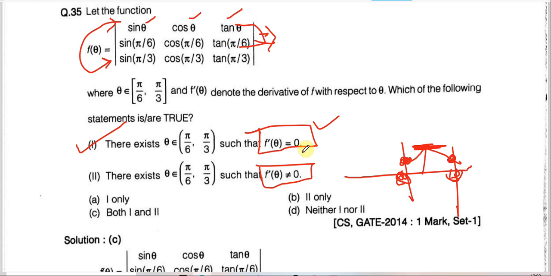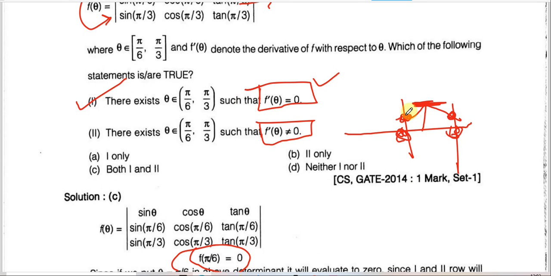He has not mentioned in the question whether the function is constant or not. So if this function is constant, then f dash will be 0 in between it. But if it's not a constant function, then we can draw this function like that. But if it is a constant function, then it will be like that.